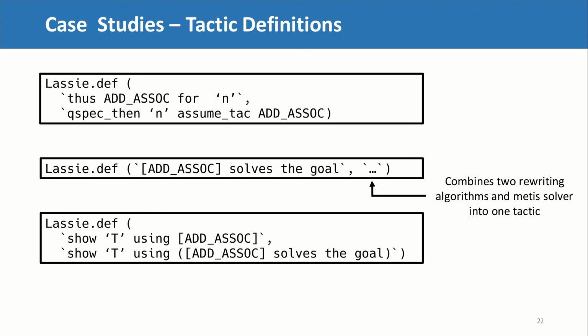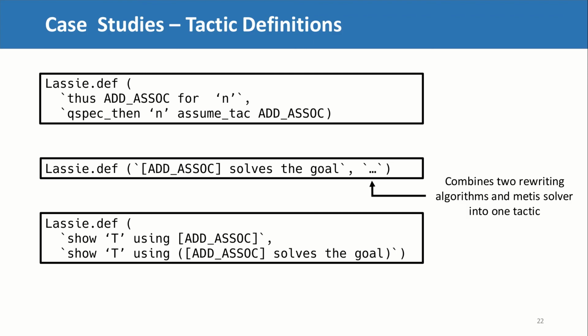The definition in the middle is more interesting. What we do here is similar to the decision procedure we built earlier. We combine, again, 2 rewriting algorithms and the meta solver into a bigger decision procedure, which automatically solves simple goals. The last example on the slide shows how we can then reuse earlier definitions that have become part of the grammar to build more elaborate tactics. For example, show true using add assoc will turn into a general tactic that allows us to prove arbitrary properties by just giving the theorems that are necessary to automatically prove the claim that we want to show, which gives us a nice shorthand description for writing out bigger automated proofs.